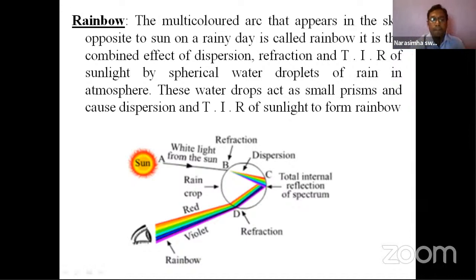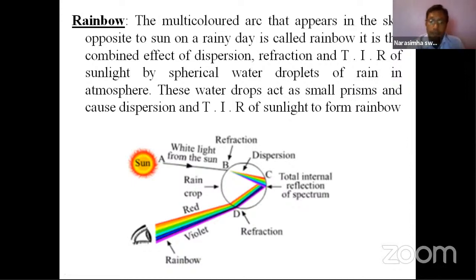Look at this: white light is coming out from the sun. Let us take this ray AB, traveling in one medium, and the circle is a water drop. When the light ray is incident on the water drop, observe the medium is changed. The light ray is traveling from air and entering the water medium. Then the medium is changed, so what happens? The light ray bends. Here it is given that a water drop acts as a small prism.